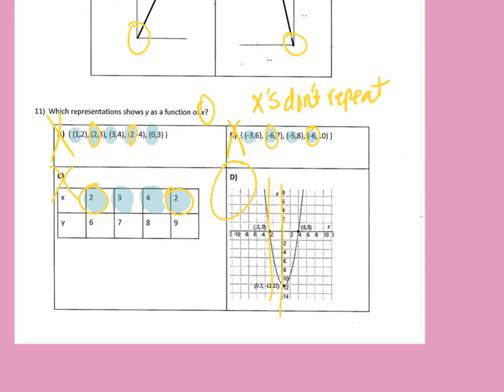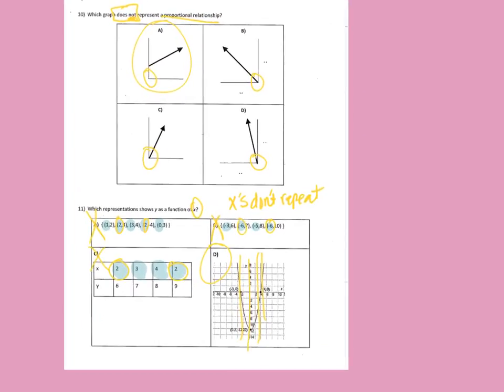Just to double check, if you did the vertical line test, your figure on the graph wouldn't cross your line more than once, or your pencil, whatever you used.